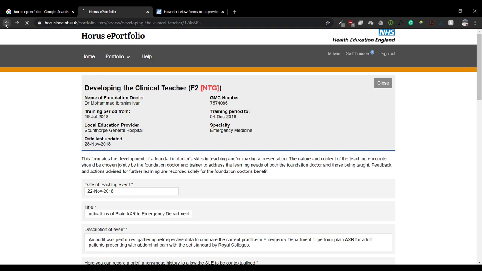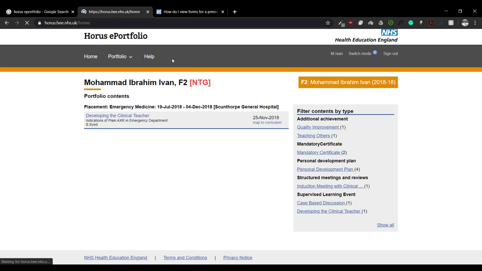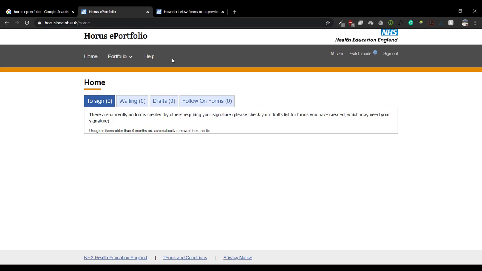All right, so this is how a portfolio looks, and it will be beneficial for your ST1 and CT1 application, if you can gain access to it. If you can't, there is always the good old-fashioned way of doing a paper portfolio. If you do a CBD, or case-based discussion, you can print out the blank forms from the Horus portfolio or even the JRCPTB website and get those signed by the consultants right then and there.